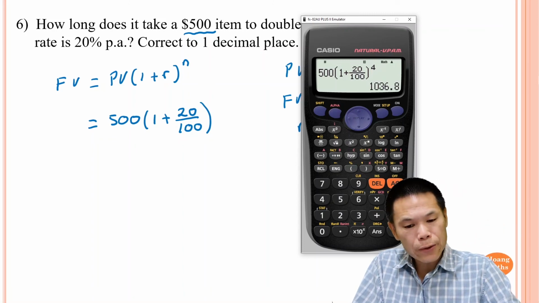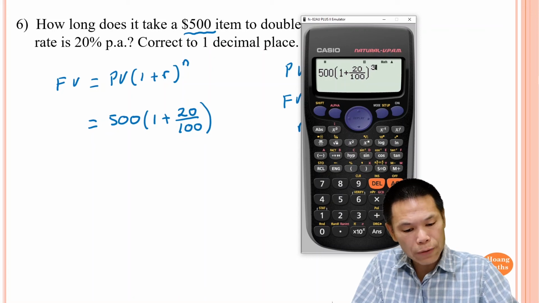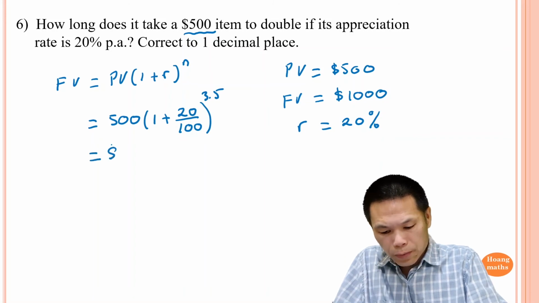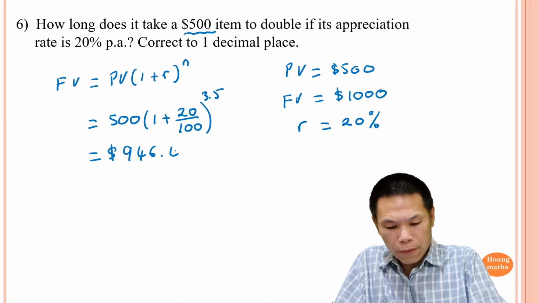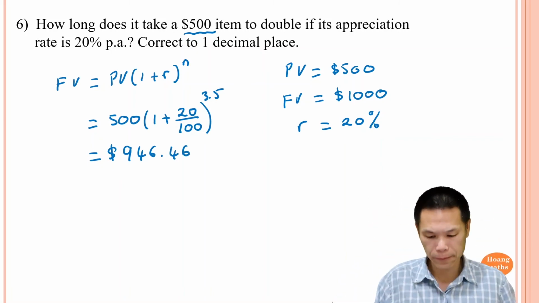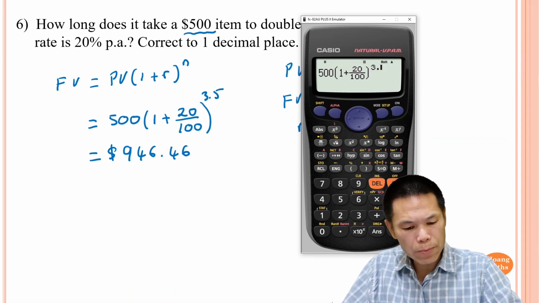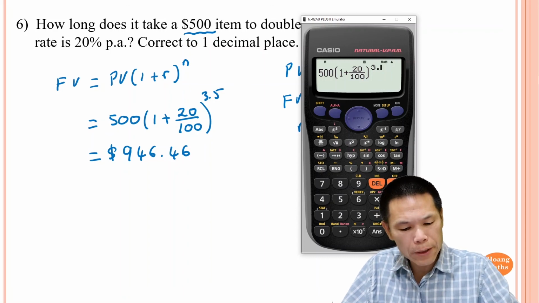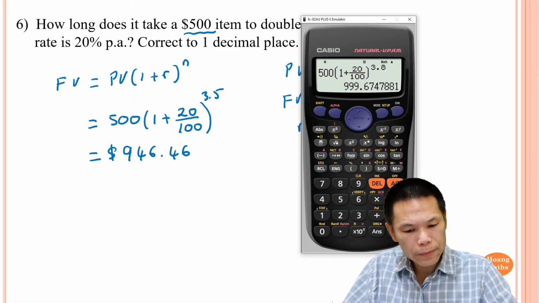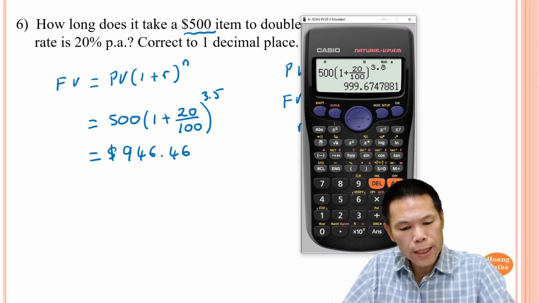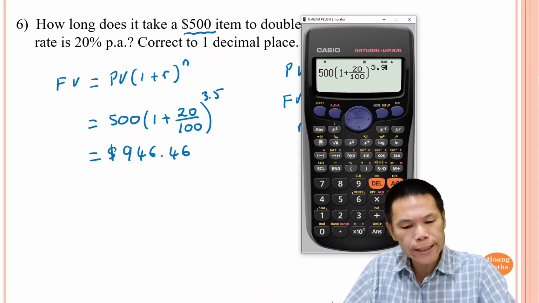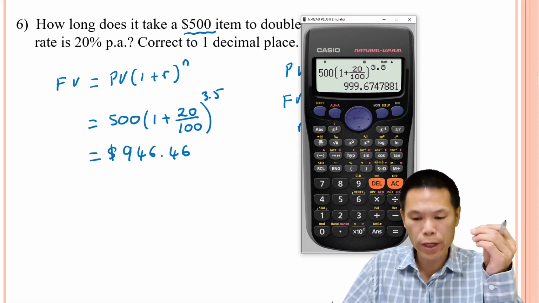Getting closer. So let's try 3.5. Let me just write this down. 3.5 will give me 946.46. So let's try 3.6. Let me change it to 3.6. We still need a little bit more. So try 3.7, see what happens. Getting closer. Try 3.8. Very close. Let's try 3.9, see what happens. A bit too much. So therefore 3.8 is the closest, okay? Because we need to correct to 1 decimal place.